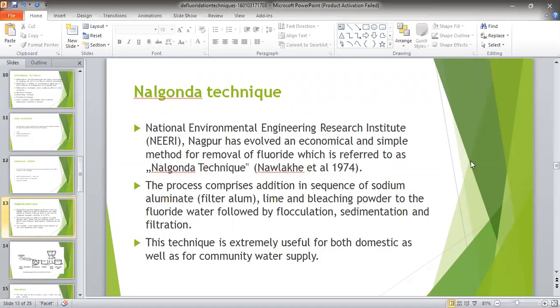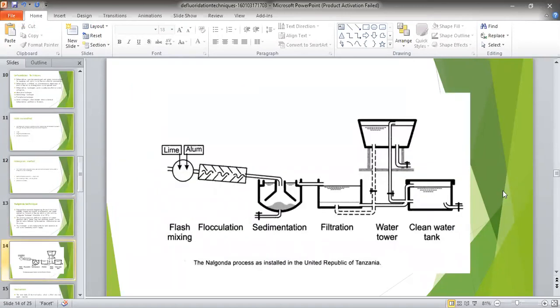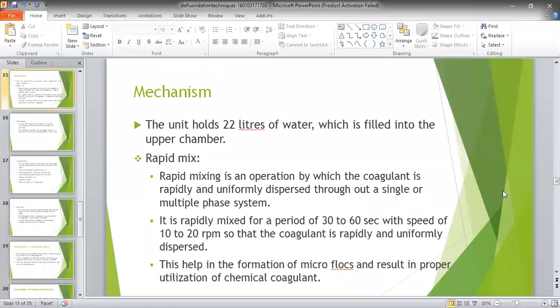Next, this is basically the picture that we will discuss in the end. First, we have to go through all those steps. Next. So the mechanism basically involves the whole unit, which holds basically 22 liters of water, which is filled into the upper chamber.